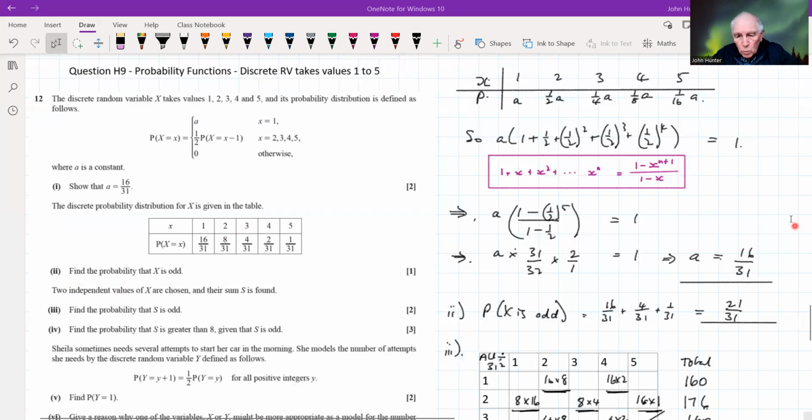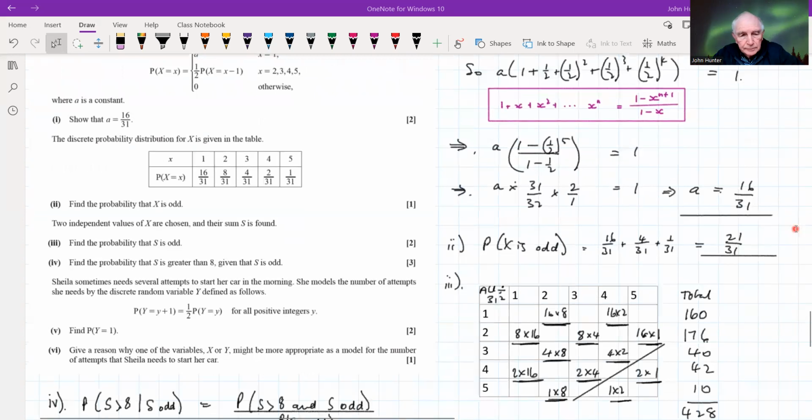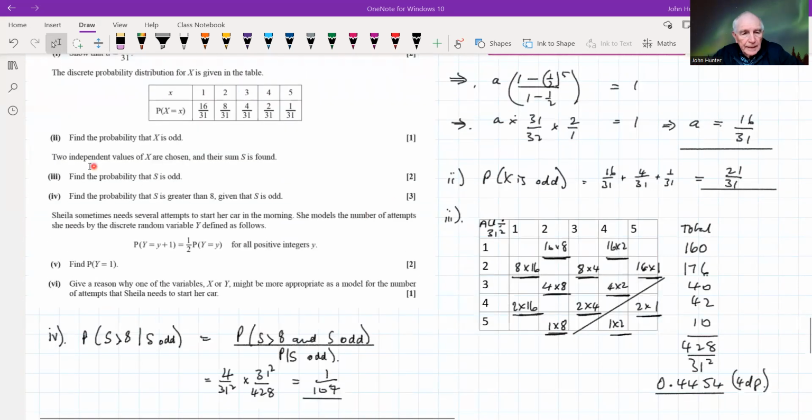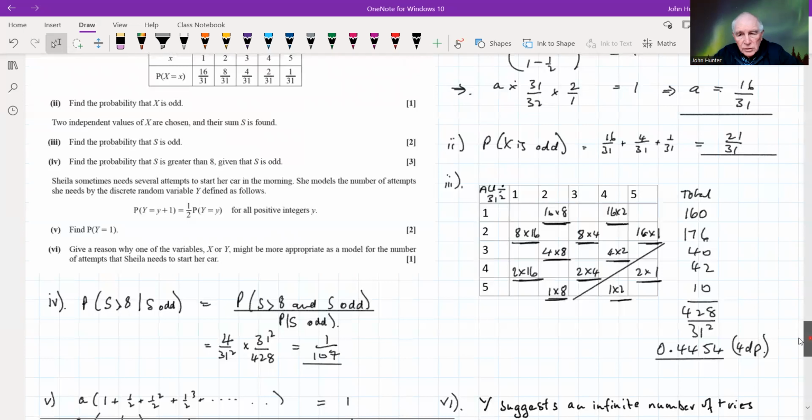All right, I'm just going to wind down the table here. Okay, so x is odd. Well, that's the probability of this plus the probability of this plus the probability of this, isn't it? So that's not too difficult. 21 31ths. And then 2 independent values of x are chosen, and their sum s is found. Find the probability that s is odd.